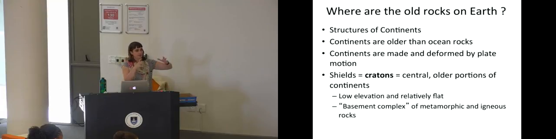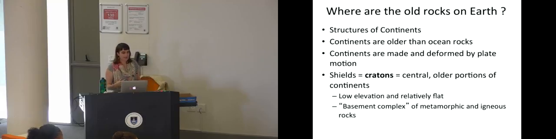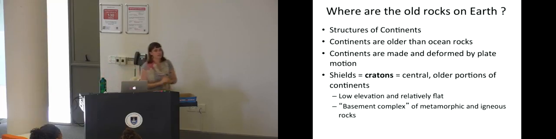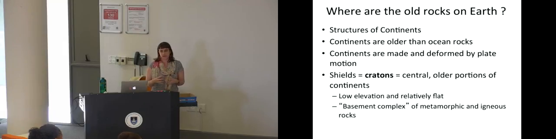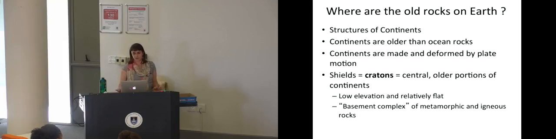But the central parts of the continents today are known as shields or cratons. They are the oldest bits which have kind of escaped this recycling. They generally are composed of what's called a basement complex, which is a series of metamorphic and igneous rocks. When we come to the geology of South Africa later in this week, we're going to talk a lot about cratons and these ancient basement complexes that make up the oldest rocks on Earth.